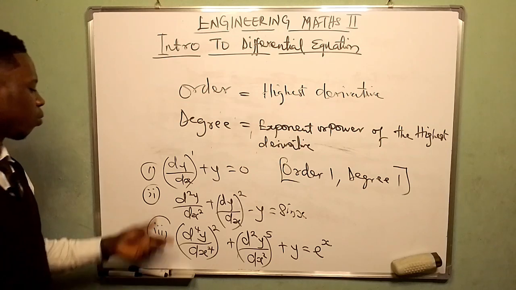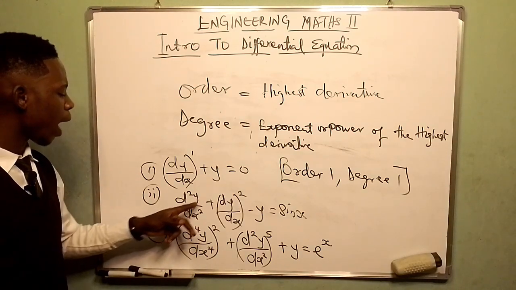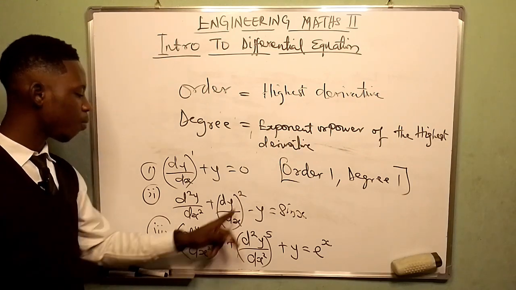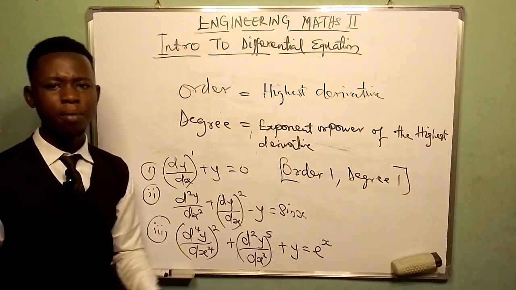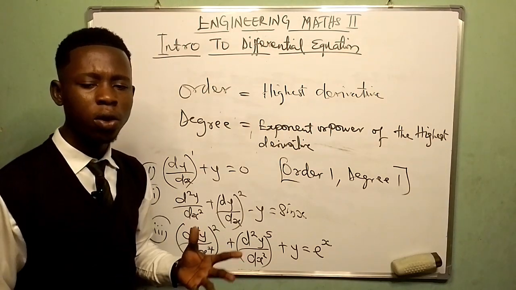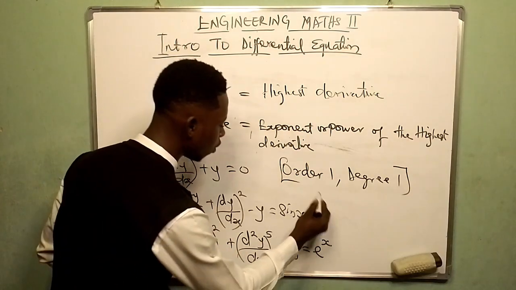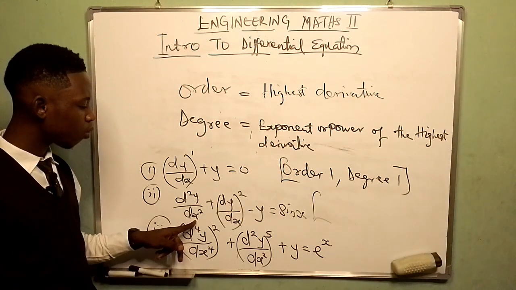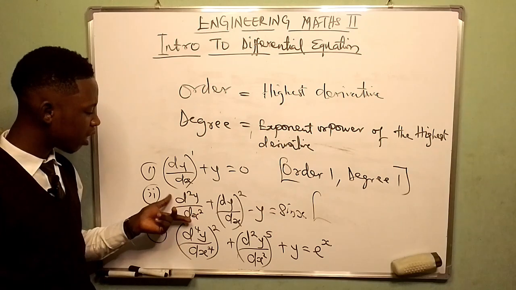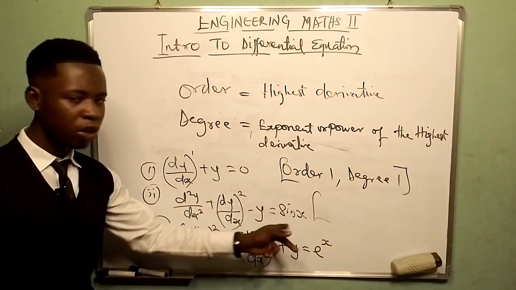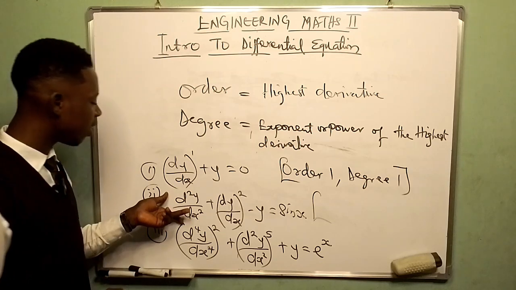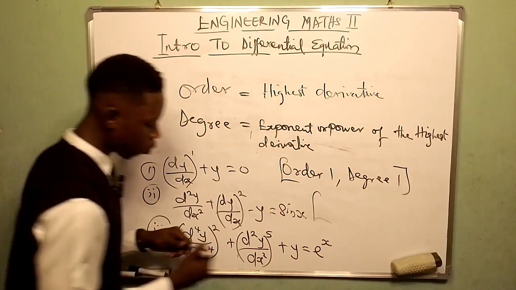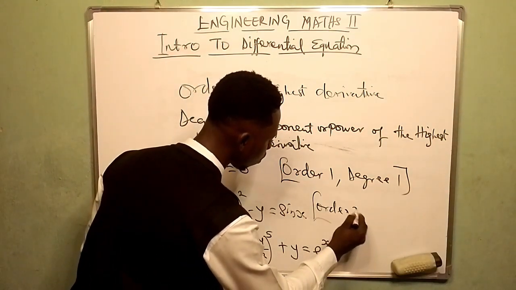Now we have done justice to this one. Now I want to test you with this question. Now we have here d square y over dx square plus dy over dx, then all raised to the power of 2, minus y equal to sine x. Now what do you do? What is your highest derivative? Now our highest derivative here is d square y over dx square, because this is the second order derivative. This one is the first order, and the rest is minor. So the highest derivative that we have here is a second order derivative. So we'll place it as order 2.